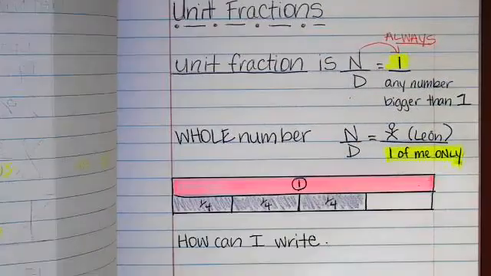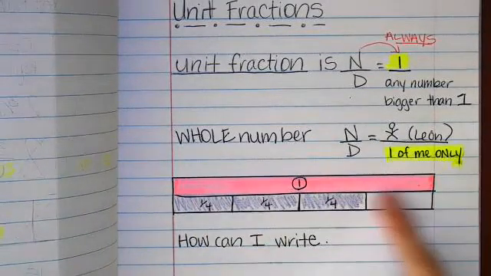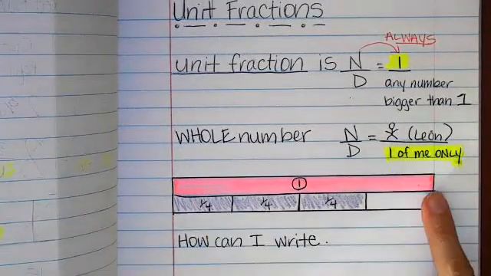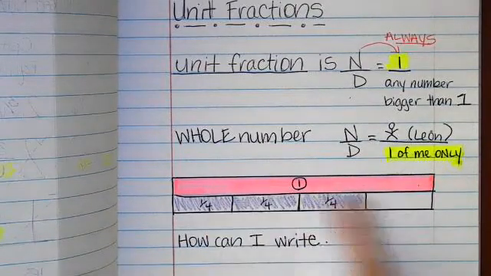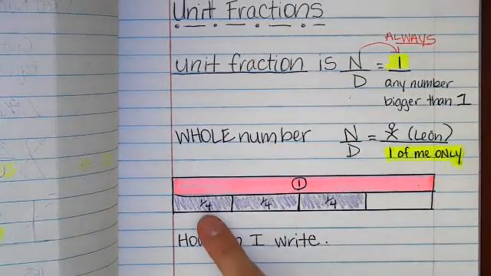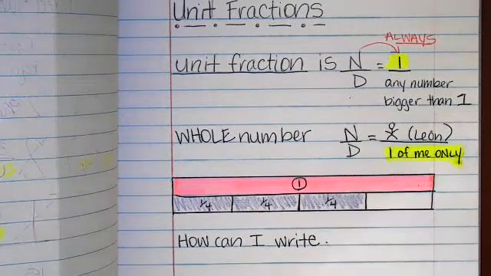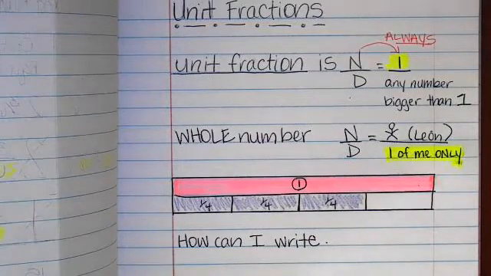All right, to model what we are talking about, I drew the number 1. This is a whole right here, but I broke up the whole into fourths. I have 1/4, 1/4, 1/4. So what I want to do is write 1/4 plus 1/4 plus 1/4 as a multiplication problem.